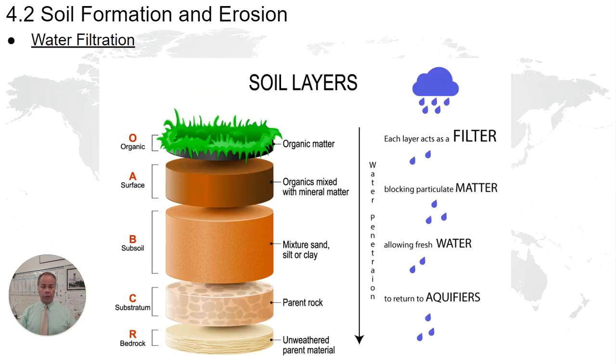We also know that our soil is important in filtering the water. As water falls, it goes through the various layers of the soil, and each layer acts sort of as a filter, blocking particulate matter, filtering out excess nutrients and contaminants in that water, allowing for that water to eventually percolate down and recharge aquifers, areas in the geologic layers of the earth that contain water. So the soil acts as a filter, allowing for that water to recharge our aquifers.